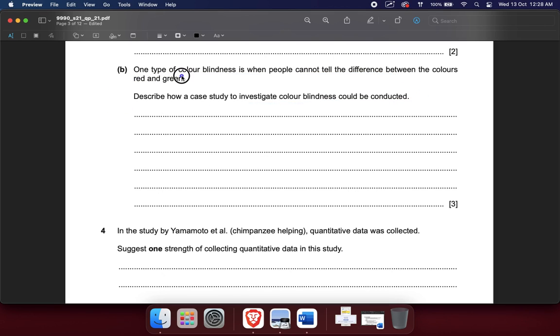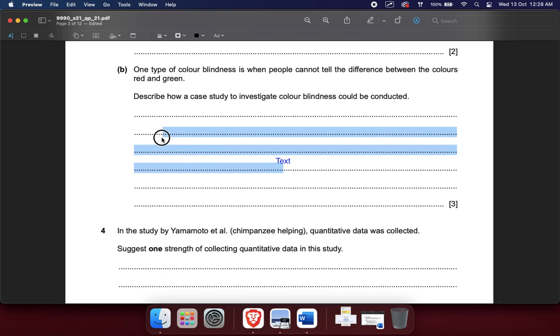This question, I don't know. In my opinion, this is more of a question of biology, right? Because color blindness isn't really a psychological phenomenon. It's more of a biological problem, right? So I don't really like this question, but such is life. We don't get to choose.